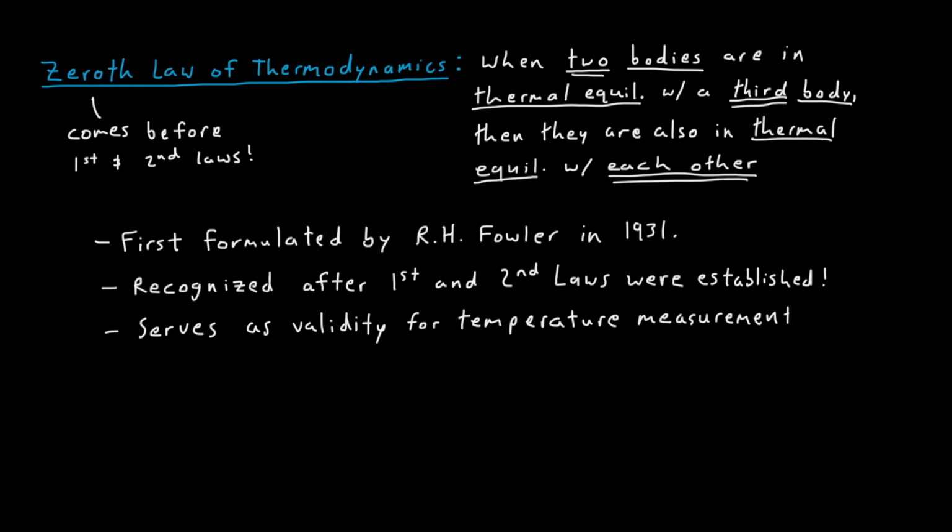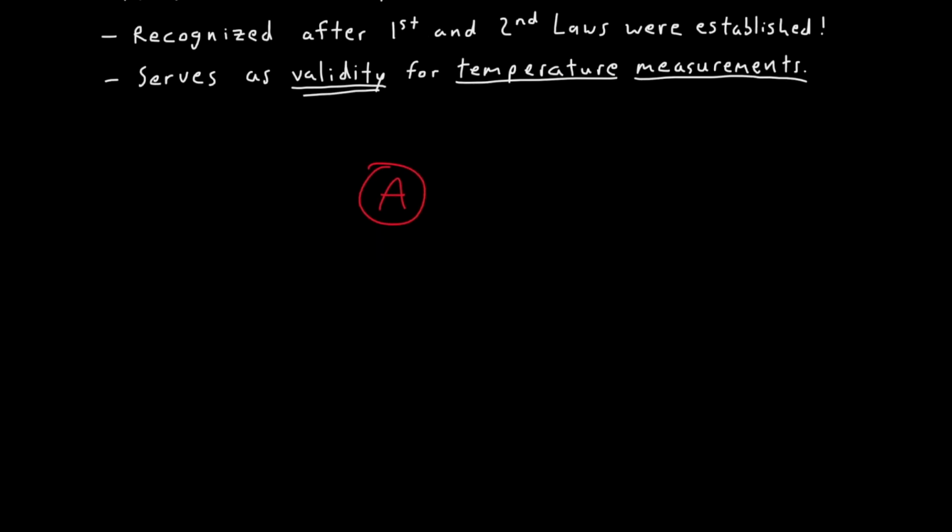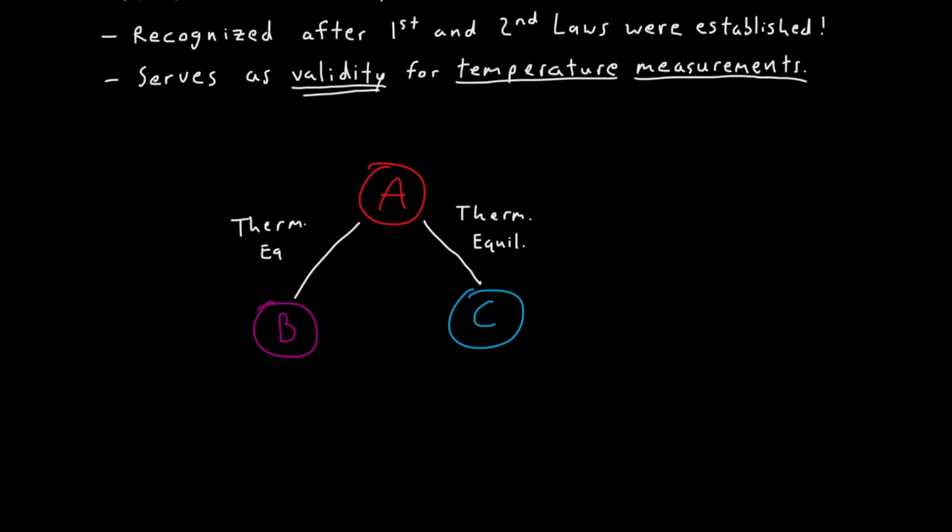Now this law also primarily serves as a validity for temperature measurements. So basically it validates any temperature measurement that results from a thermometer. And now just to help better understand this law visually, let's say we have three different bodies, A, B, and C. And for instance, we know that A and C and A and B are each in thermal equilibrium. Then the Zeroth Law will tell us that B and C are also in thermal equilibrium. And so in this case, we can say that A is that third body.